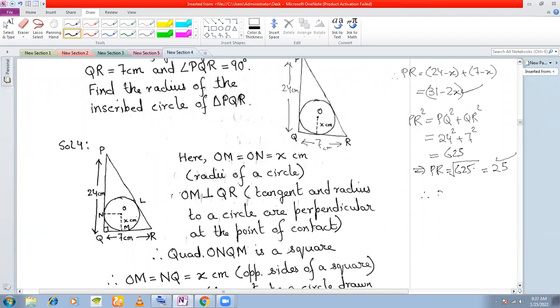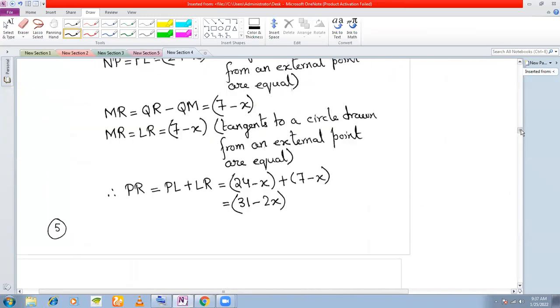So therefore, I can say 31 minus 2x must be equal to 25, and from which you can find out the value of x. So you have 31 minus 25 is equal to 2x. That means you get 2x is equal to 6. That means you get x is equal to 6 by 2. Get x is equal to 3 centimeters. Okay. So easy enough question. Let's move to the next problem.